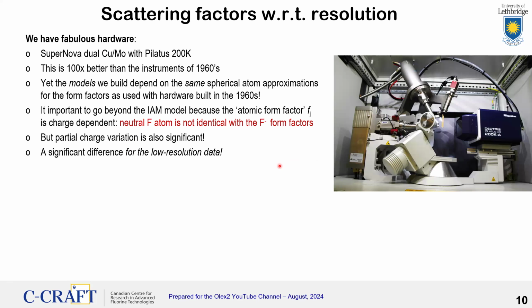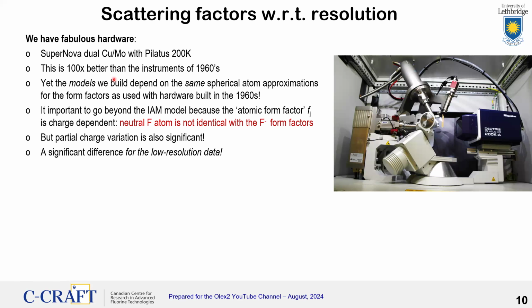Okay, so we now have these superb instruments. This is the University of Lethbridge Rigaku SuperNova. It has two different kinds of X-ray sources. We don't use them at the same time, but we can switch to them very, very easily and under computer control. And here we have this HPAD detector, which is a superb way of counting scattered X-ray photons. And this instrument is probably 100 times better than the instruments of the 1960s. And yet the model that we're using is based upon the same spherical atom approximations that were used in the 1960s.